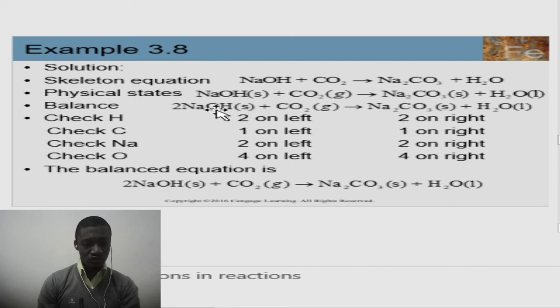And then look out for oxygen, which is 2 plus this, which is 4, which is 3 and 4. So it means it's balanced on both sides. Just to do the check: hydrogen 2 on this side, 2 on this side. Carbon 1 on this side, 1 on this side. Sodium 2 on this side, 2 on this side. That's the left and the right. Then oxygen is 4 and 4. So hence you have the balanced equation written as such.